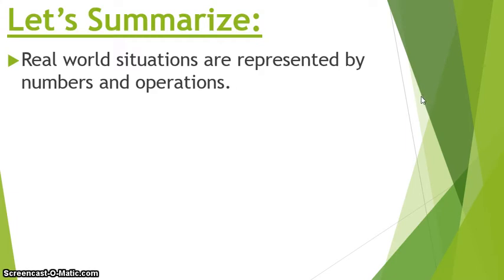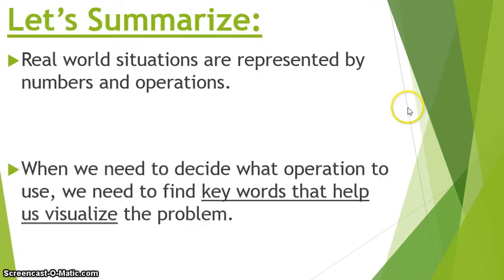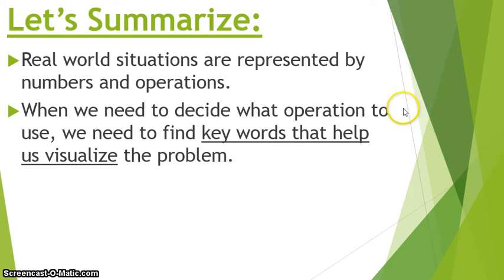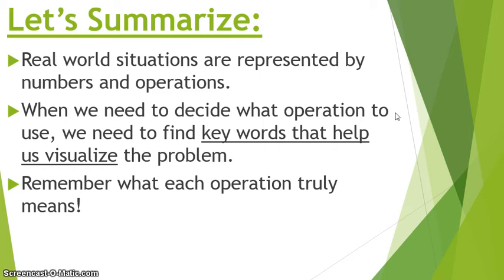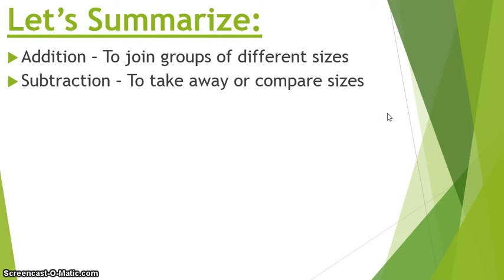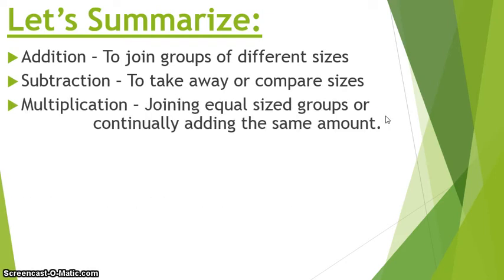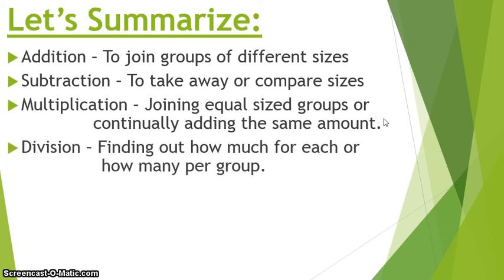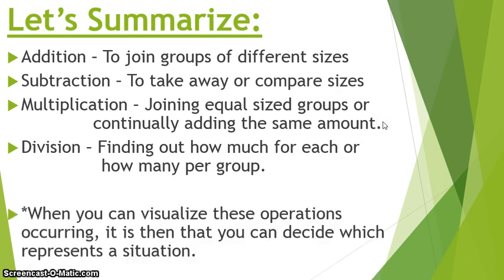So let's summarize. Real-world situations are represented by numbers and operations. When we need to decide what operation to use, we need to find keywords that help us visualize the problem. Remember what each operation truly means. When we add, we're joining groups of different sizes. When we subtract, we're taking away or comparing the sizes. When we multiply, we're joining equal size groups or continually adding the same amount. And when we divide, we're finding out how much for each or how many per group. When you can visualize these operations occurring, it is then that you will be able to decide which represents the situation.